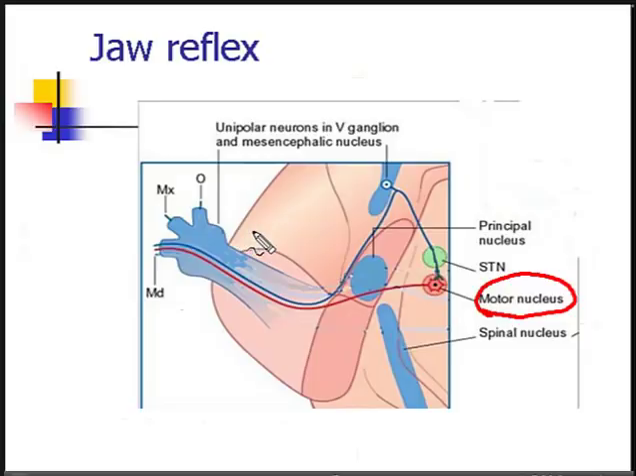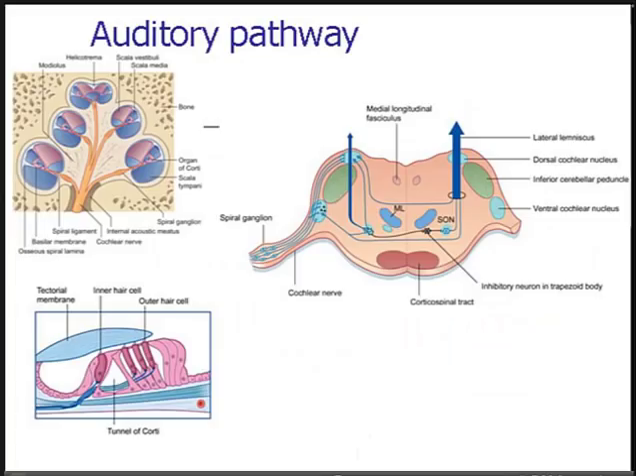So that is another pathway using the trigeminal nerve. So these are the trigeminal pathways, and these are the various reflexes which are associated with the trigeminal pathway. Let's now look at the auditory pathway.